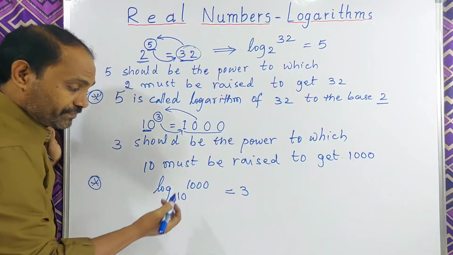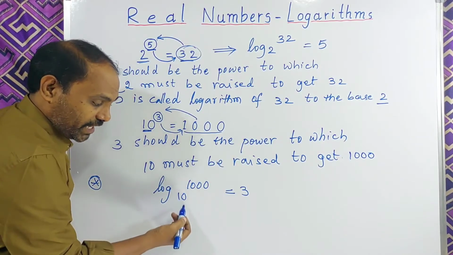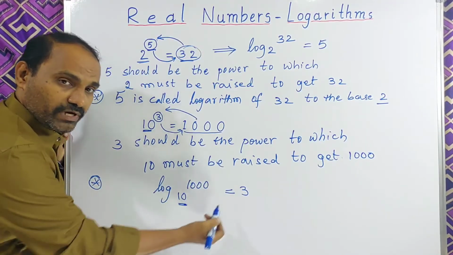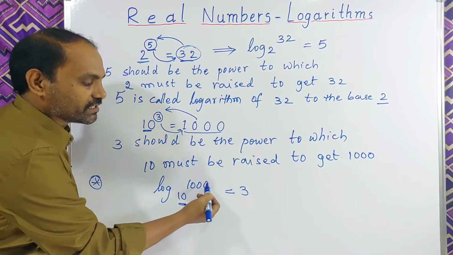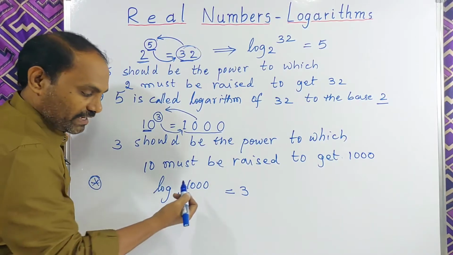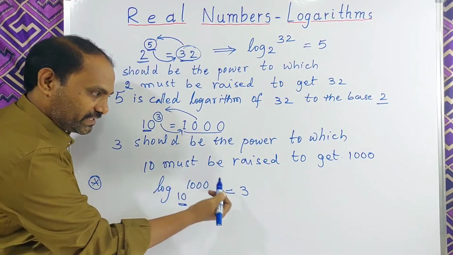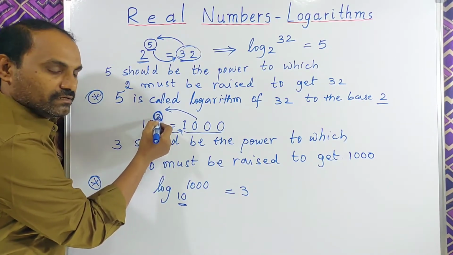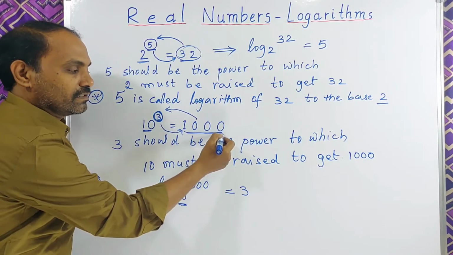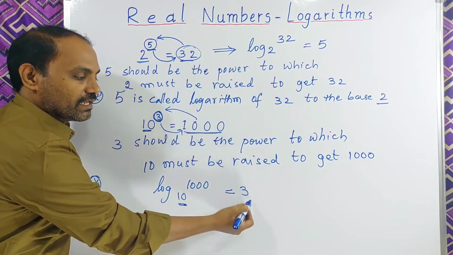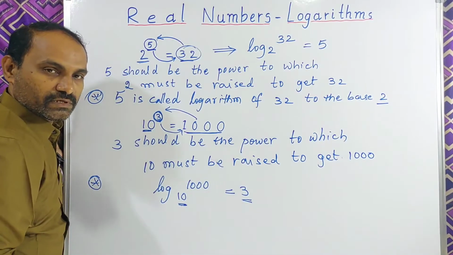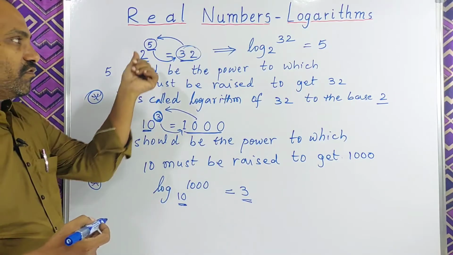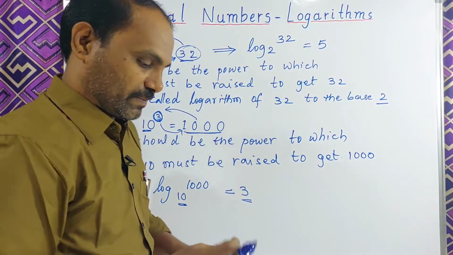What does it mean? What should be the exponent of 10 to get 1000? What is the exponent of 10 to get 1000? 3. To get 1000, this exponent is called the logarithm. Simple definition. Remember that. Here, for example, one more example I will explain.